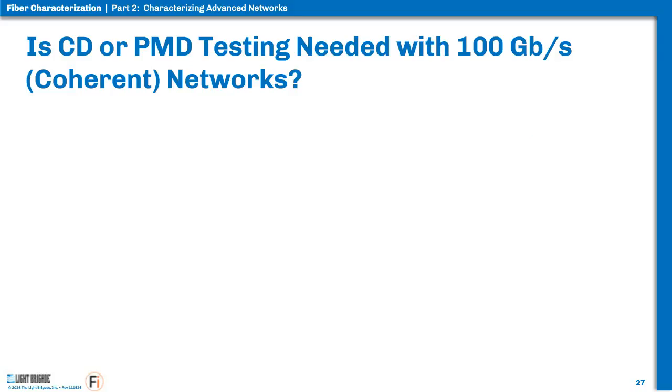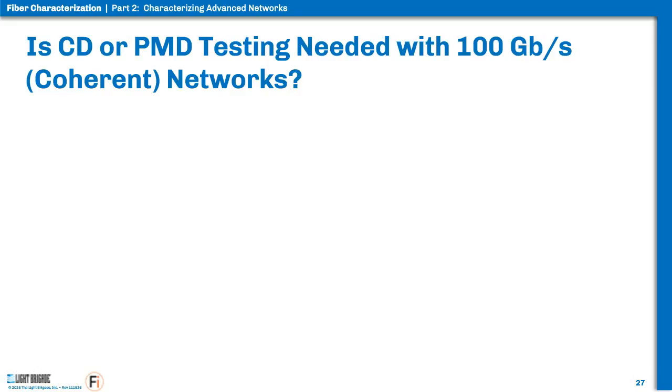So we go back to this topic that we alluded to before. Is CD or PMD testing needed with 100 gigabits per second coherent networks? You can also ask the same question about higher speed networks than 100 gig, such as 400 gig. There's been a lot of debate. People say that since the electronic compensation in the DSP, the digital signal processors of the coherent receiver, can compensate for CD and PMD, there's no reason to test the fiber any longer.